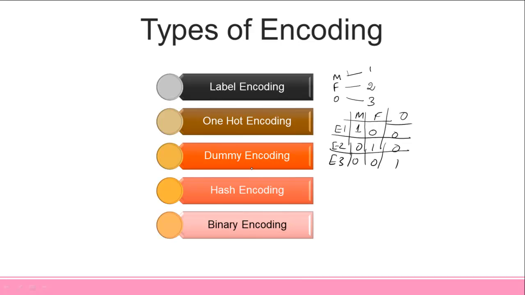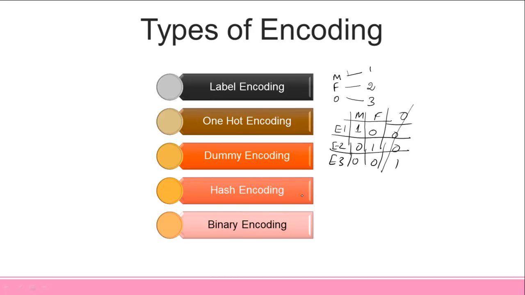Then comes dummy encoding, a slightly different concept to improve the storage mechanism. Here, we know that if a particular value doesn't belong to any of the categories, let's say if I'm going to hold only M and F, if it doesn't belong to M and F, we can assume it to be of the third category. So this one could be ruled out. That's what is dummy encoding.